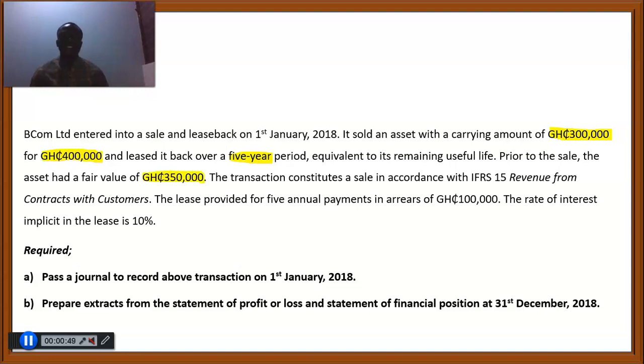The transaction constitutes a sale in accordance with IFRS 15, revenue from contracts with customers. The lease provided for 5 annual payments in arrears of 100,000 Ghana cedis. The rate of interest implicit in the lease is 10%. You are required to pass a journal to record the transaction on 1st January 2018 and also prepare extracts from the statement of profit or loss and statement of financial position at 31st December 2018.